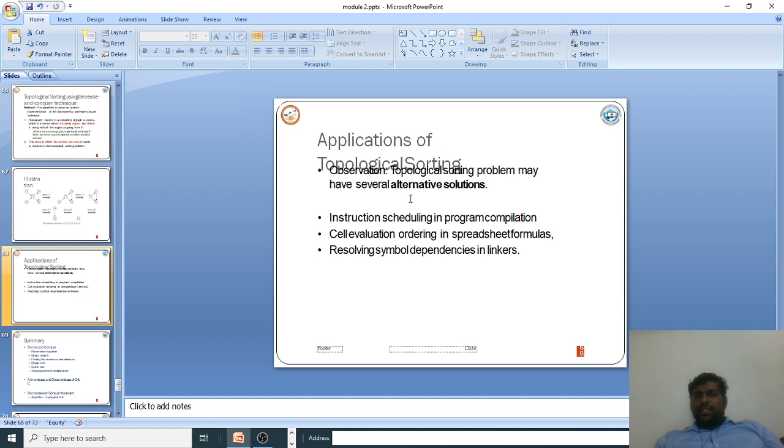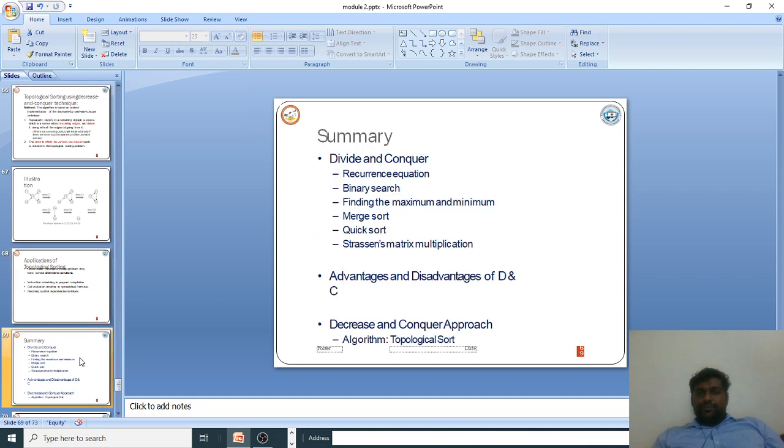Next, applications. Topological sorting may have many alternate solutions. It is used for scheduling in program compilation, cell evaluation, and ordering in spreadsheet formulas. Next, resolving symbol dependencies in linkers. This comes in system software, which you are going to study in your fifth module.